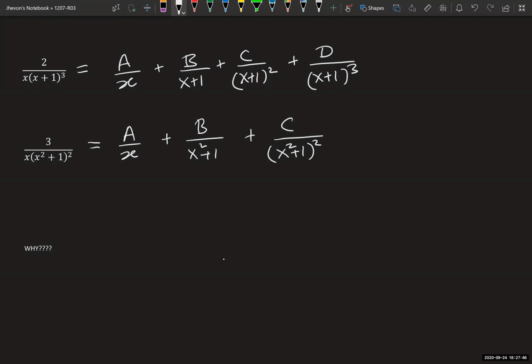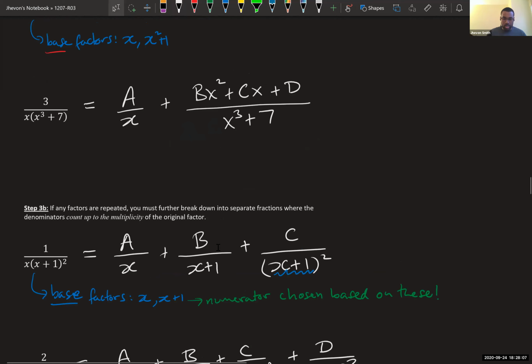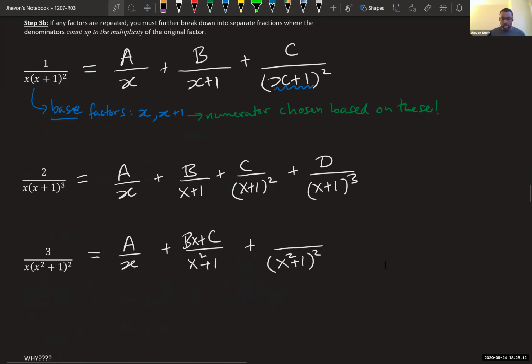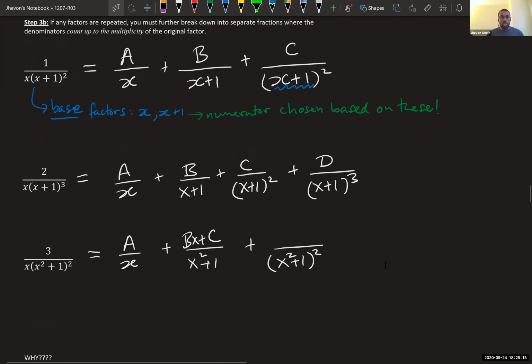For the b over x squared plus 1, I'd put that as bx plus c over x squared plus 1, because the base factor here is quadratic. It has power 2, which means the generic polynomial that you put on top needs to have power 1. It's always 1 degree less, that's why it's bold and underlined in red. It's always 1 degree less than the base factor. So with the base factor as a quadratic, the numerator has to be linear. If the base factor is linear, the numerator has to be a constant. If the base factor is a cubic, the numerator has to be a quadratic, etc.